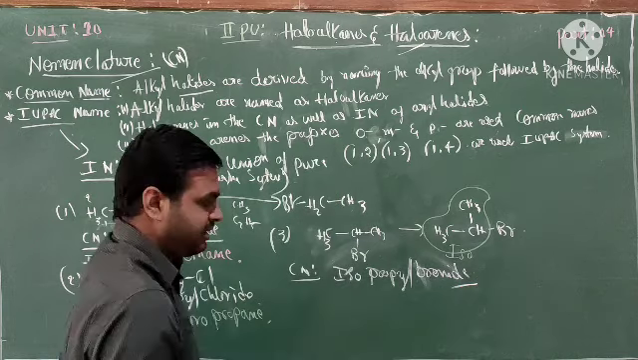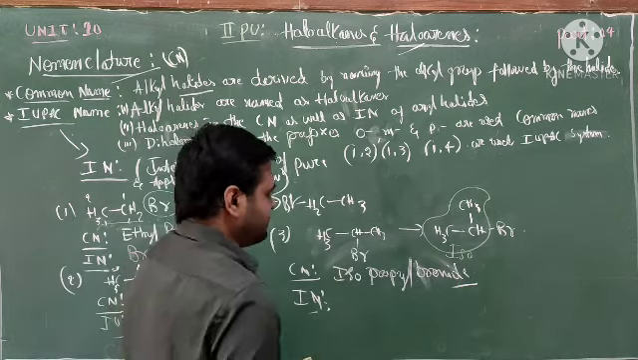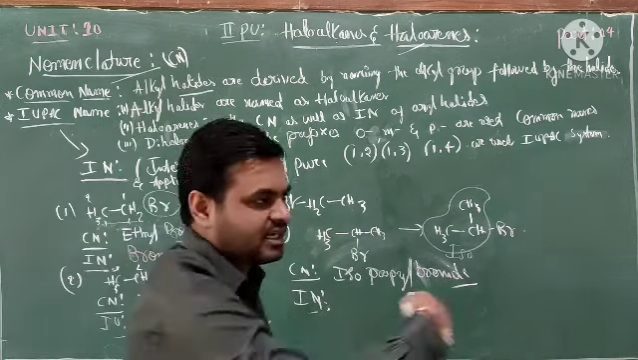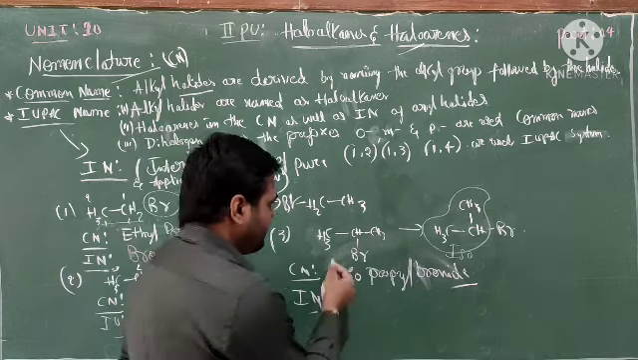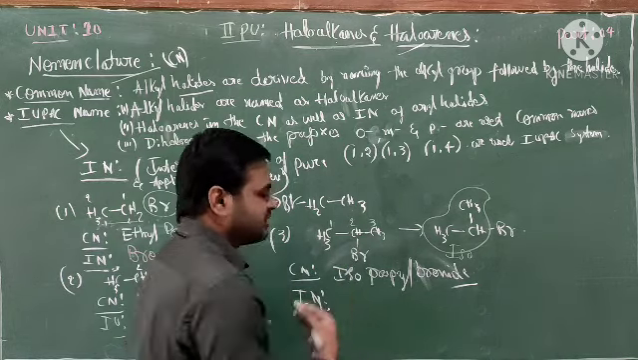Okay, this is about the common name. What about the IUPAC name? So the longest chain you just take into consideration. The longest carbon chain is considered for numbering. So you just number the carbons 1, 2, 3.